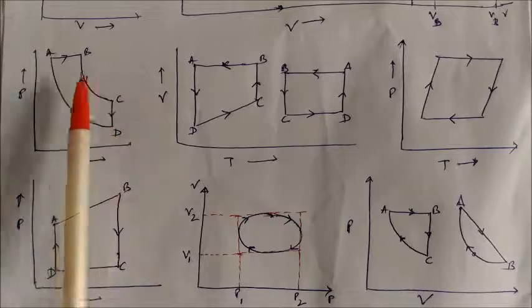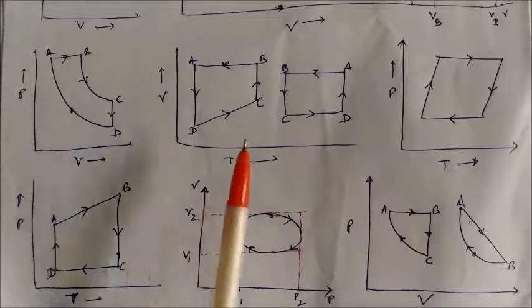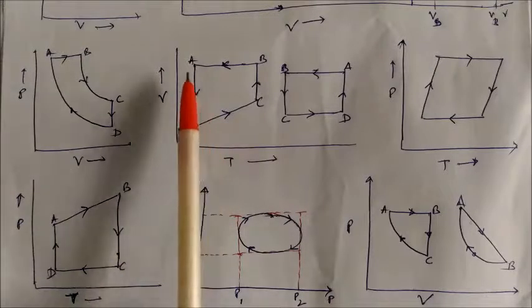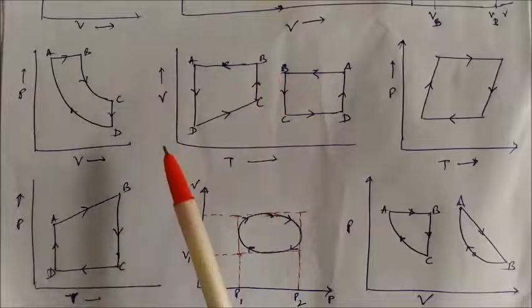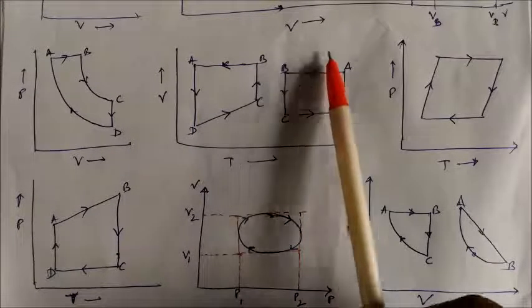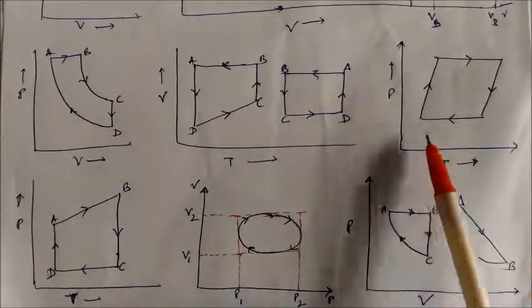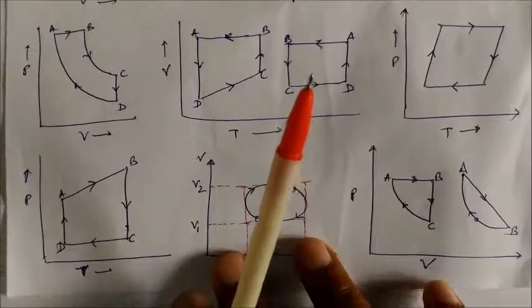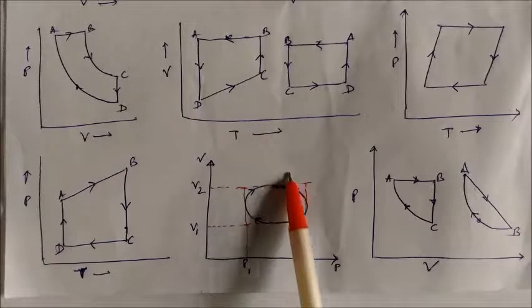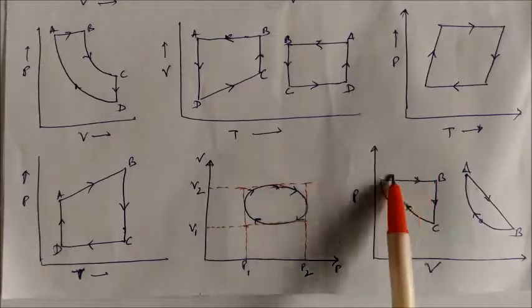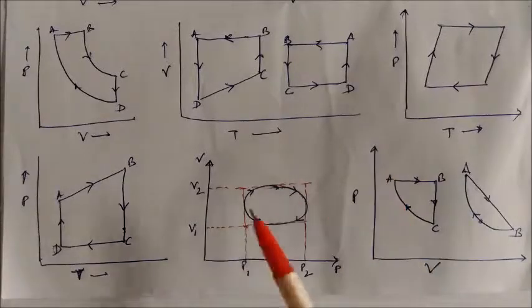So let us see the graphical representation of the cyclic process. These are different types of pressure-volume diagrams. So this is a pressure-volume diagram: A to B, B to C, and C to A. The initial process we started, and we are reaching back to this point. Different types of graphs are there. A to B, B to C, C to A. Here we can see A to B, again B to C, and C to D, and D to A. This is again a pressure-volume diagram: 1 to 2, 2 to 3, 3 to 4, 4 to 1. So we are going back to the initial position.